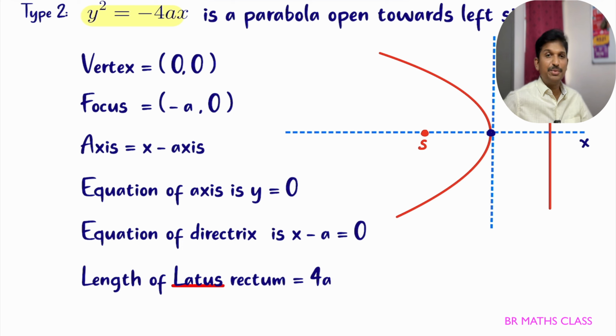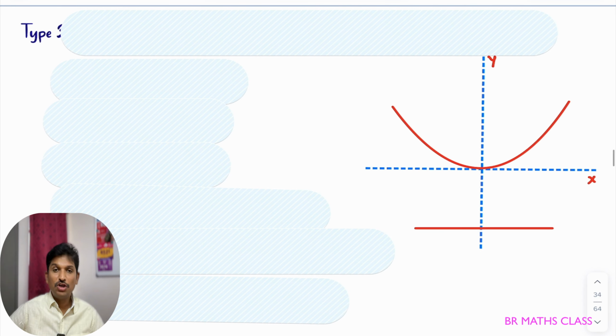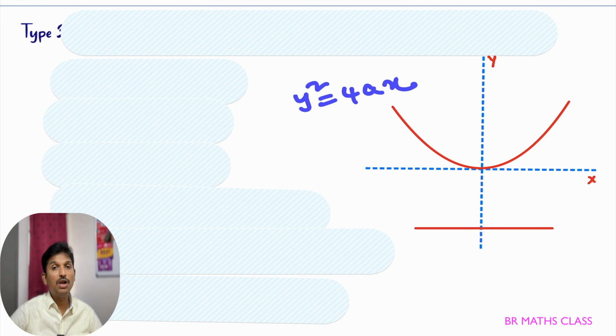So little bit of practice is needed. These formulas you need to know. Why? Because while doing problems, we use these formulas very, very frequently. In our syllabus, total 4 types of parabolas are there. We already discussed 2 things. What is y square equal to 4ax? Y square equal to 4ax is a parabola open towards right side. What is y square equal to minus 4ax? Y square equal to minus 4ax is a parabola open towards left side.